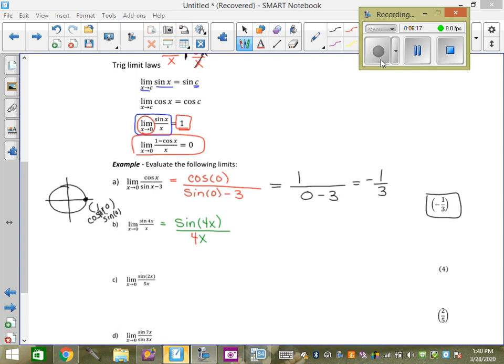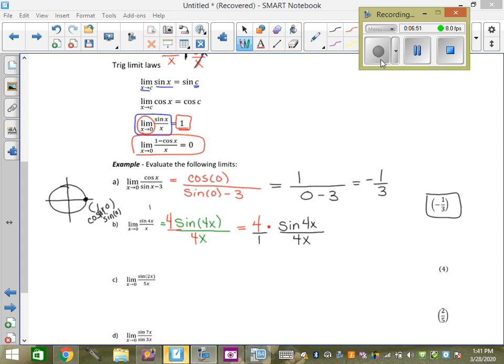But can I just randomly do something to the bottom of an equation and make it the same? Nope. If I multiply the bottom by 4, I have to multiply the top by 4. So what am I going to get? I'm technically going to get 4 times sine 4x over 4x. Remember, you can split them up. We can put this over a 1 if we really wanted to. And what's sine 4x over 4x as I approach 0?